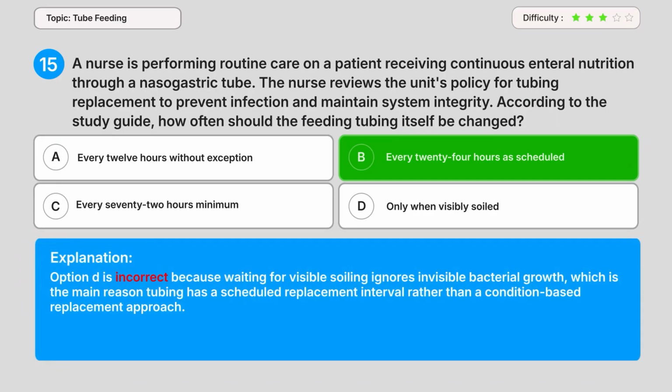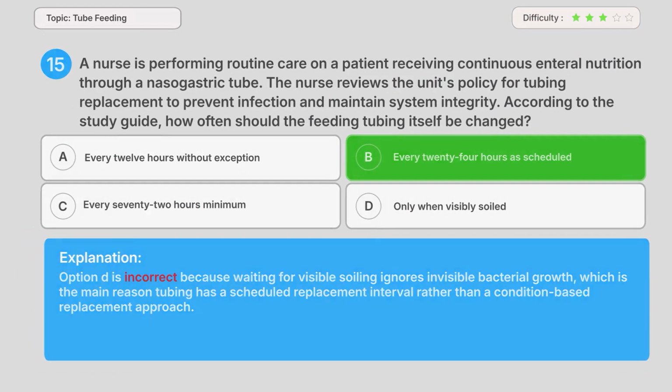Option D is incorrect because waiting for visible soiling ignores invisible bacterial growth, which is the main reason tubing has a scheduled replacement interval, rather than a condition-based replacement approach. Tubing changes seem small but matter for infection control. The study guide is specific about timing.